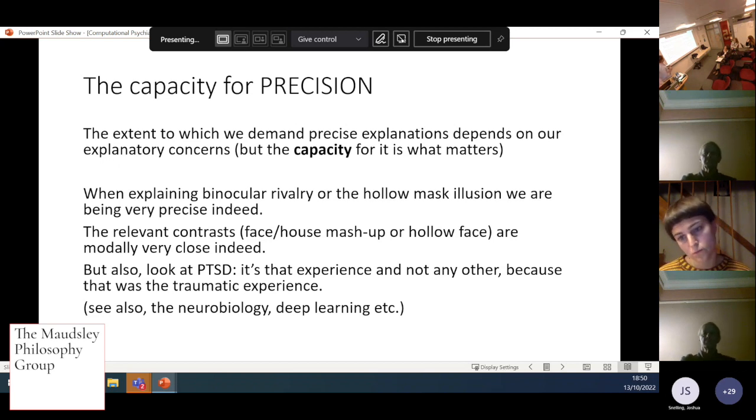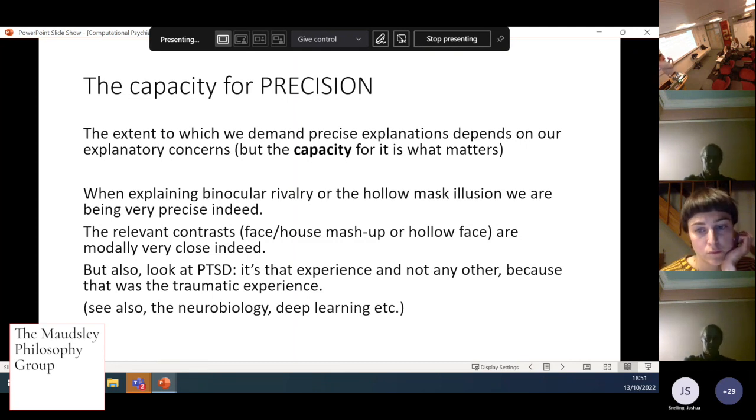It also has the capacity for precision. I'm not saying that it often is precise, but the extent to which we demand precise explanations depends on our explanatory concerns. So when explaining something like binocular rivalry or the hollow mask illusion, we're being very precise indeed. The relevant contrasts, a face-house mashup or a hollow face, are modally very close indeed.